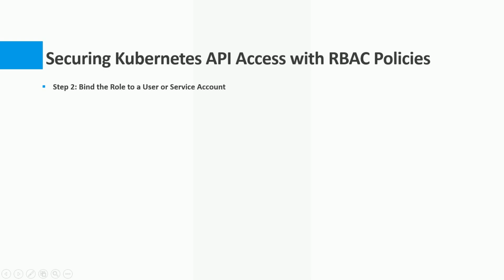Hello everyone. In this lecture, I will discuss the steps to bind the role to a user or service account. So we know that role binding is used to associate a role with a user, group or service account within a specific namespace. Without a role binding, the role itself doesn't grant any access. So this is what you have to keep in mind.